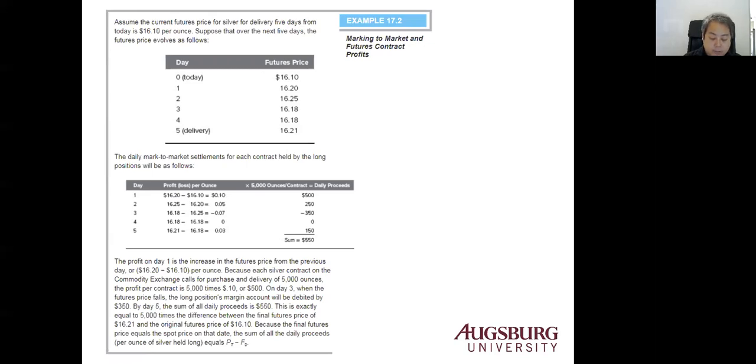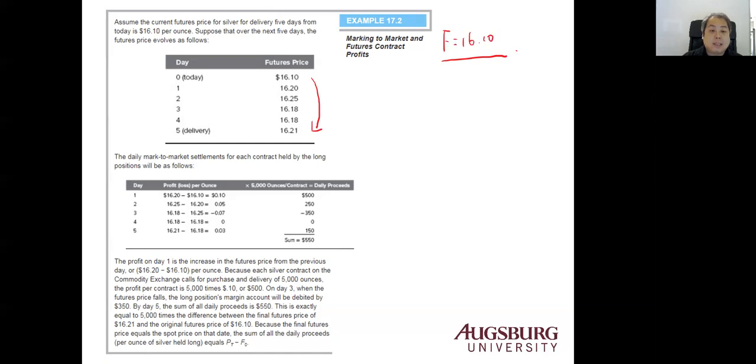Okay, and this is the price. So delivery 5 days from today. So this is a 5-day futures, $16.10 per ounce. So the futures price equals 16.10. Suppose that over the next 5 days, the futures price evolves as follows. So this is the futures price for 5 days.